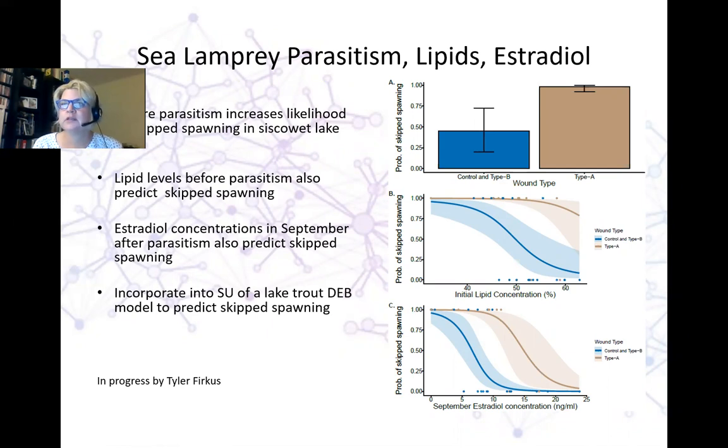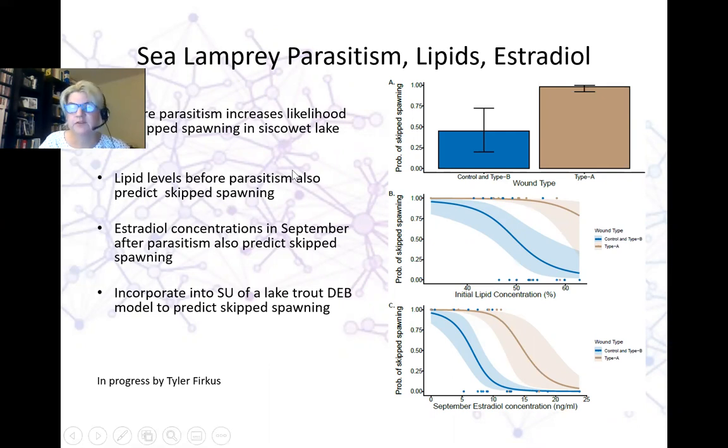It's his PhD work. He stuck sea lamprey on lake trout and let them feed for 4 days, then removed them and monitored them for about a year. What he found was a very severe parasitism attack, which we call a type A wound. It's a wound that actually penetrates the muscle. What happens is there's an increased likelihood of skip spawning as a result of that.